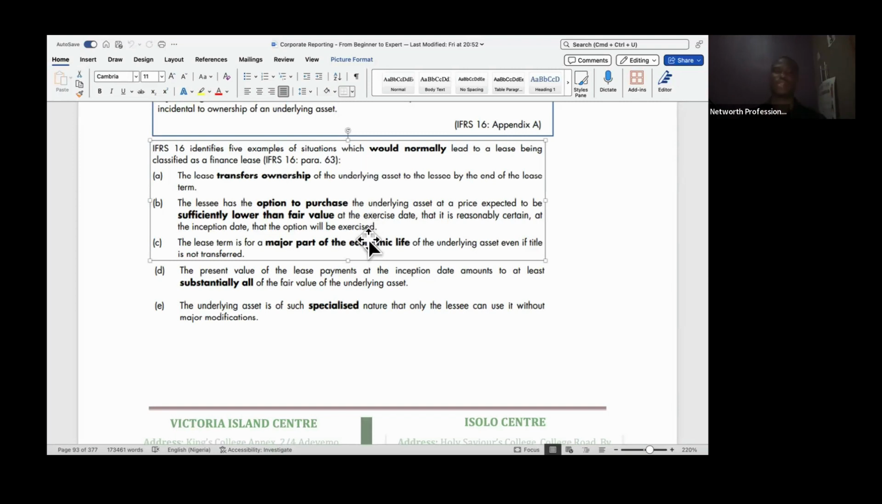And the third one is that the lease term is for a major part of the economic life of the asset. The lease term is a major part. It's like the economic life is 5 years. You now see the lease term too is 5 years. What's remaining of the asset? Risk and reward has been transferred.